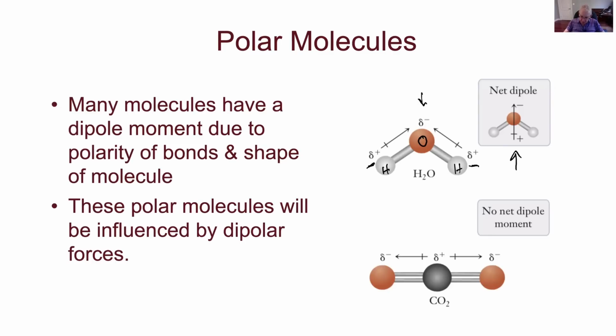If I come down below, this is CO2, which has the linear structure, right? The individual bonds there still are somewhat polar, because carbon and oxygen also have different electronegativities, right? So the electrons are pulled more towards the oxygens.